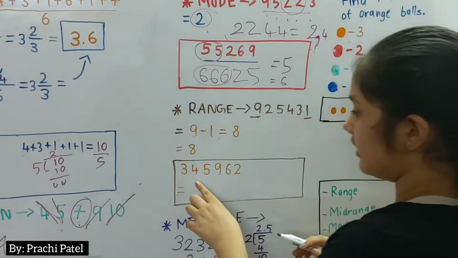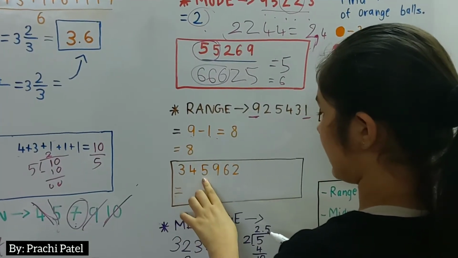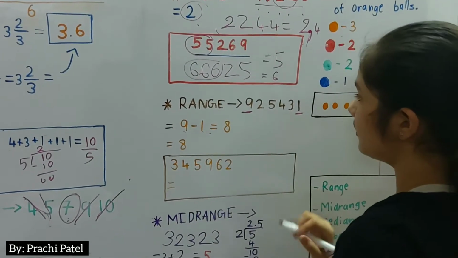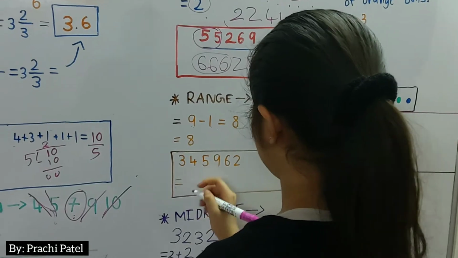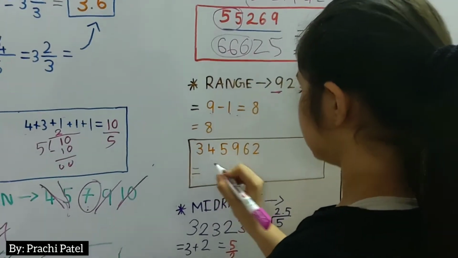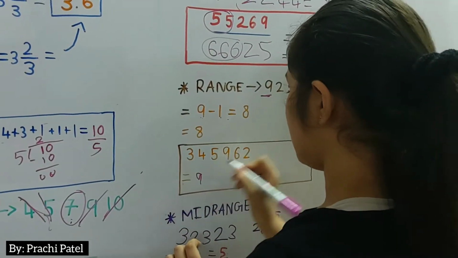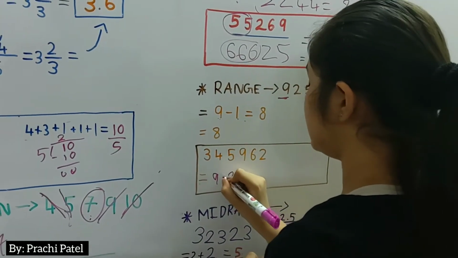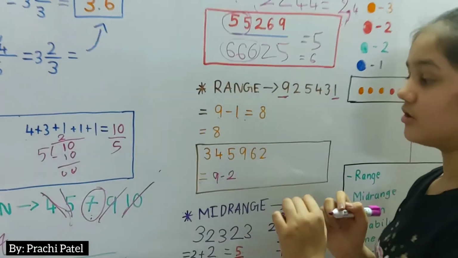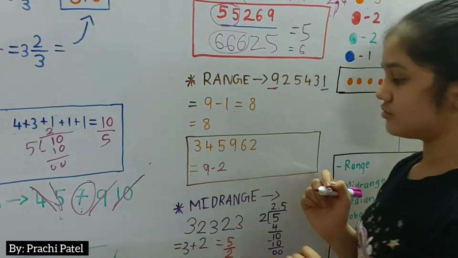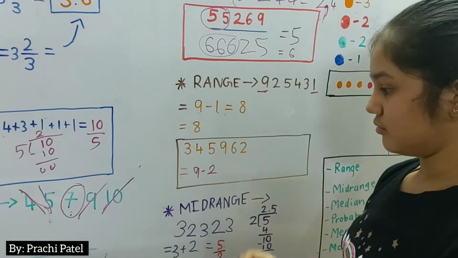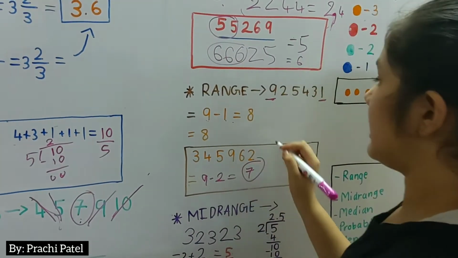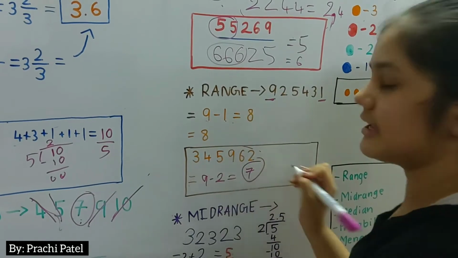Now over here we have 3, 4, 5, 9, 6, 2. So how to find the range of this, I will show you. In this, our highest number is 9 and our lowest number is 2. So we need to subtract them for the range. So 9 minus 2 is 7. So the range of this set of numbers is 7.